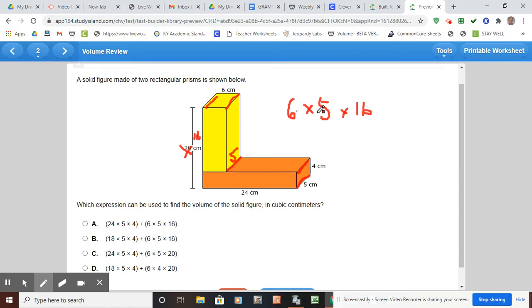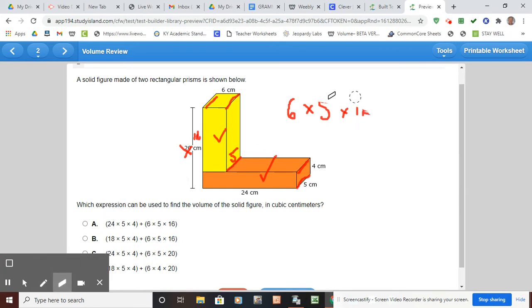So that would be 6 times 5 times 16. And remember, A and C are the only answers that could be correct. Do you see on A and C where we have 6 times 5 times 16? On C it's 6 times 5 times 20. On A it's 6 times 5 times 16. That's this rectangular prism. And again, 24 times 5 times 4 is this one. So A would be the correct answer.